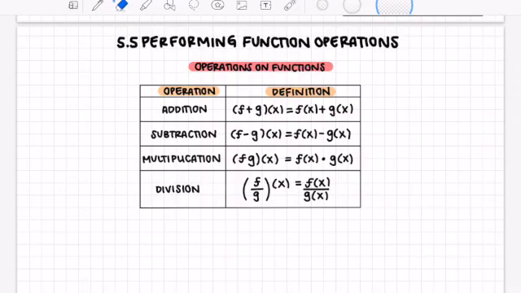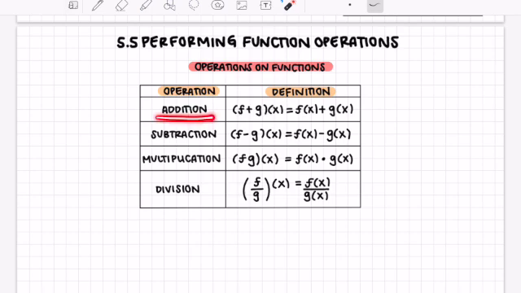Hi guys, so today we're going to be looking at 5.5, performing function operations. There are going to be 1, 2, 3, 4 different operations that we're going to be completing.